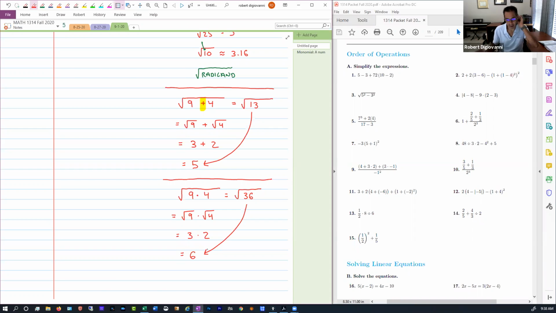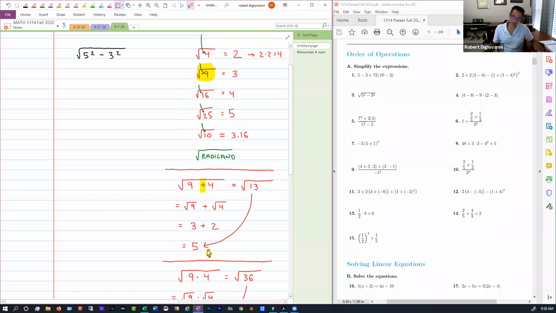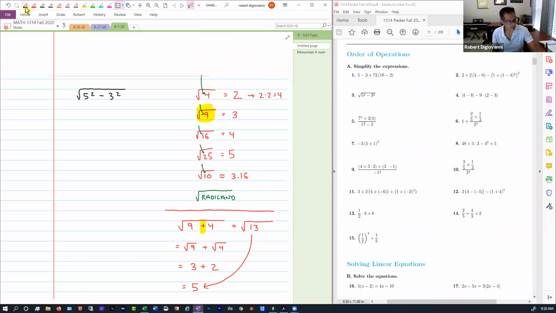And then the last thing is when you see a radical or a square root, we want to treat it like a parentheses. So you know order of operations, we say parentheses, exponents, multiplication, division, addition, subtraction. Always treat a radical like parentheses. Okay, so with all of that said, let's go back to this.